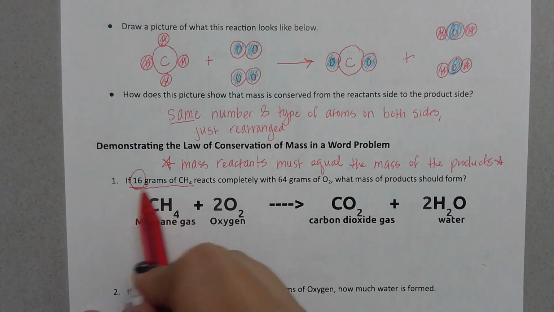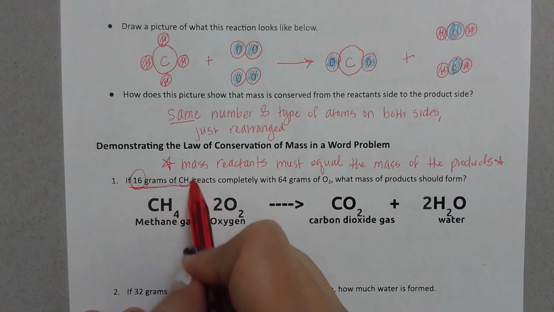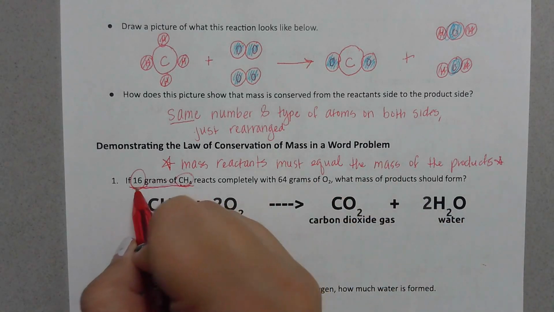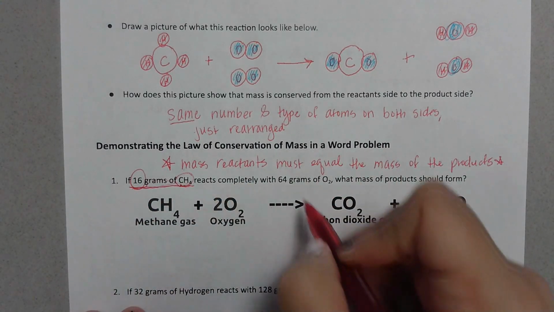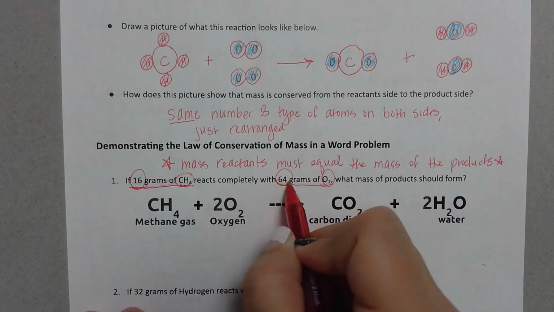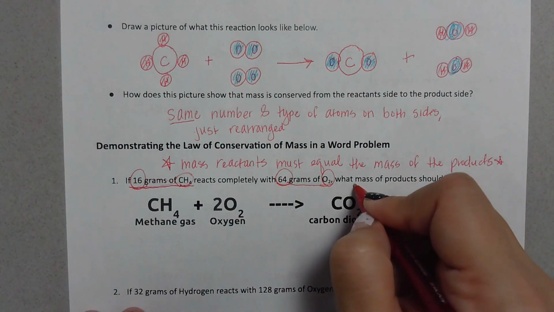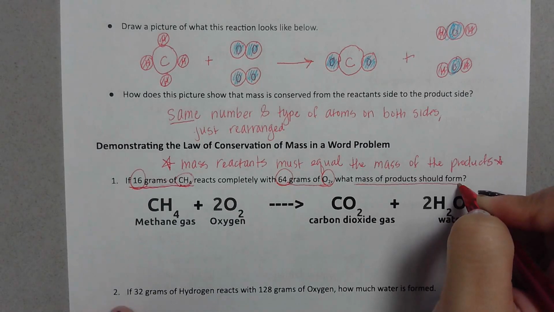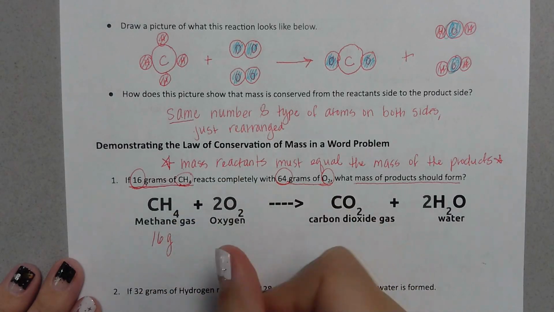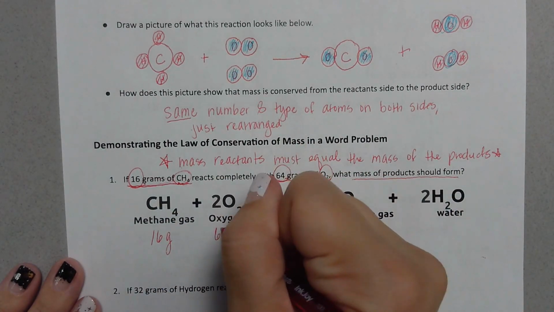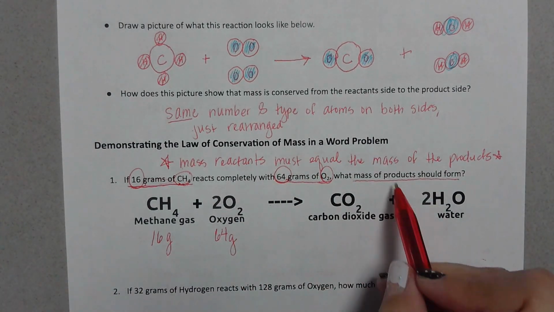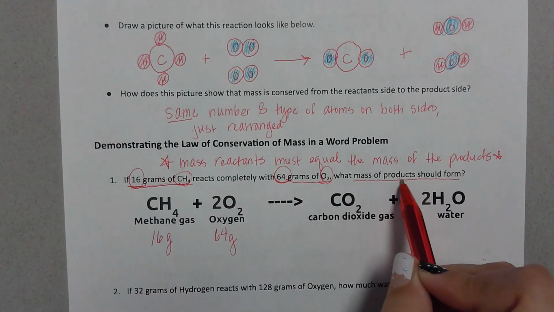So I'm going to add that we underline and circle whatever it tells us that we have the mass of. So I have 16 grams of CH4, 64 grams of O2. So it reacts completely with 64 grams of O2. And we're looking for the mass of the products. So they give us 16 grams and 64 grams. And they want to know what is the total mass of the products.